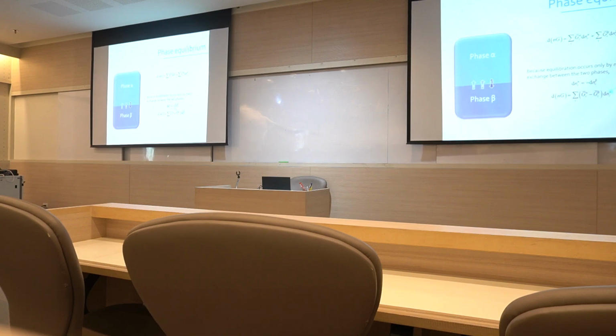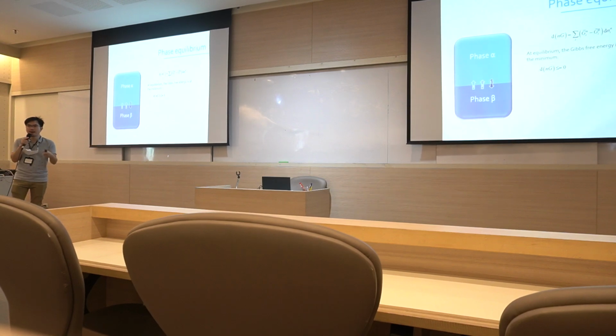Now we use this expression in that equation. We write dn_i beta as minus dn_i alpha, then we can rewrite the equation into this one. It simply becomes dNG equals the sum over i of (G_i alpha bar minus G_i beta bar) multiplied by dn_i alpha. At equilibrium, the Gibbs free energy is at a minimum, and our system will try to go to that minimum by mass exchange.